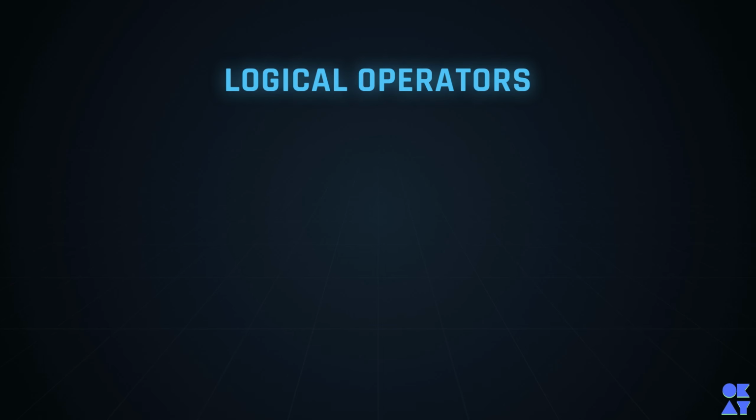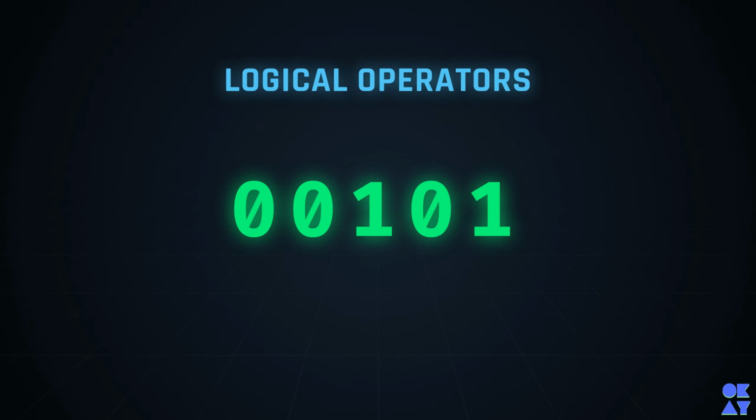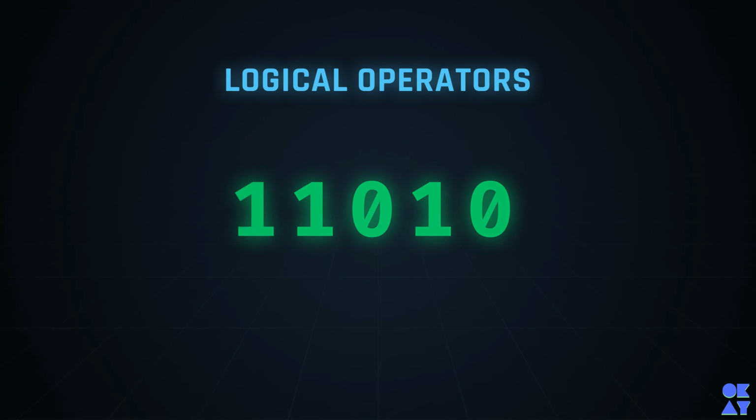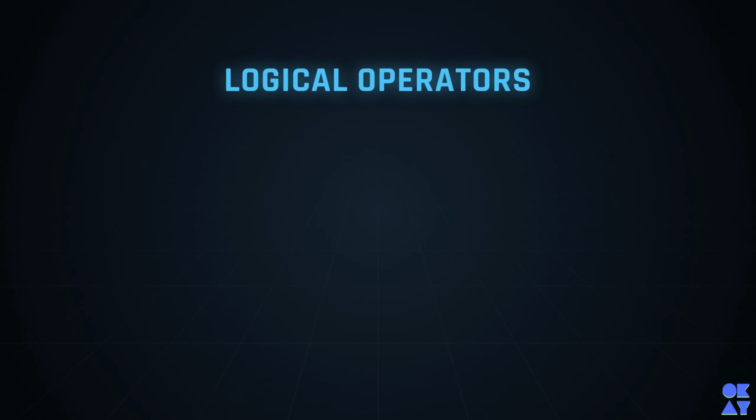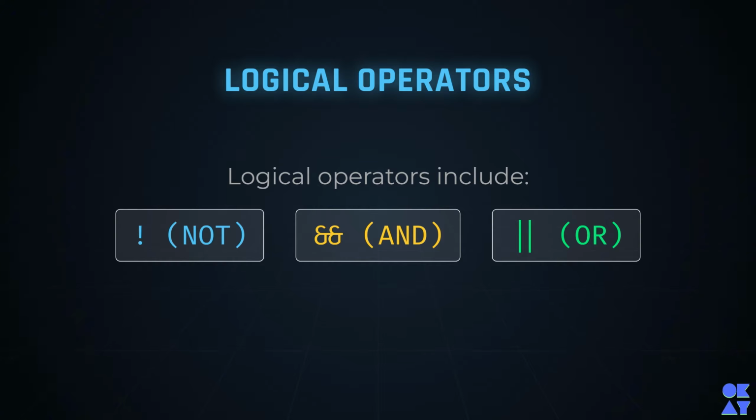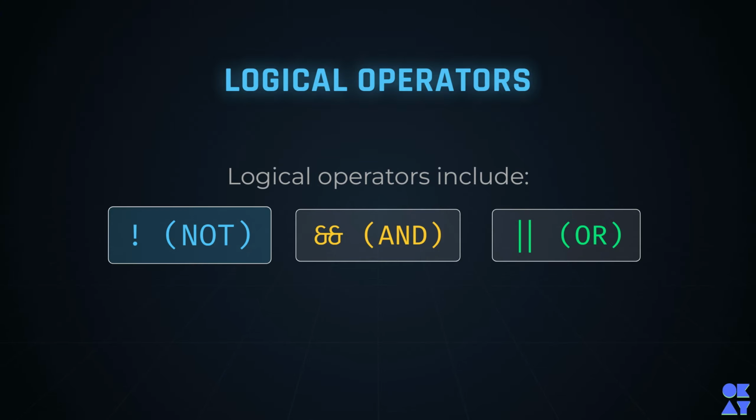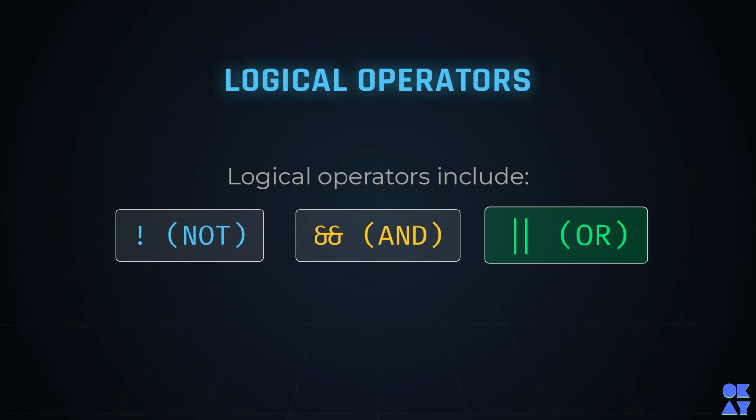Logical operators, as the name suggests, deal with logic, meaning true or false, or simply 1 or 0. This means logical operations always produce a single bit output, either 1 or 0. Logical operators include logical NOT, logical AND, and logical OR. Logical NOT. We have already seen logical NOT. It operates on only one operand. The symbol used is exclamation mark.